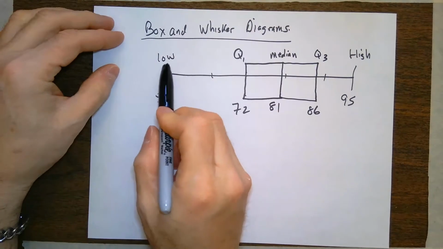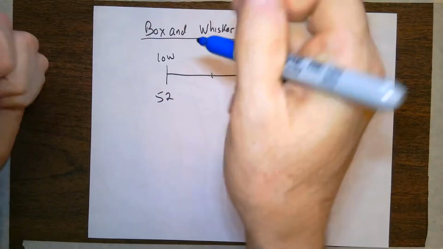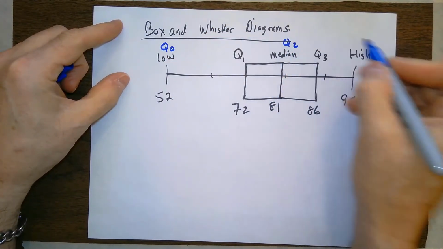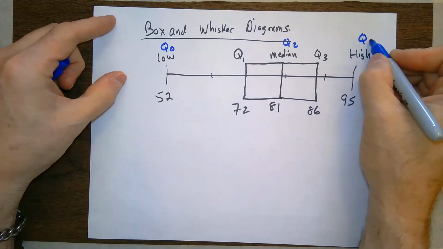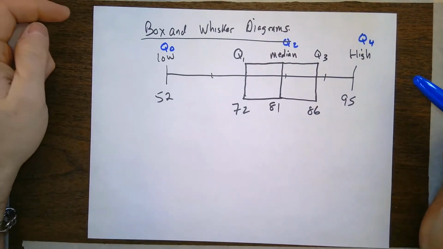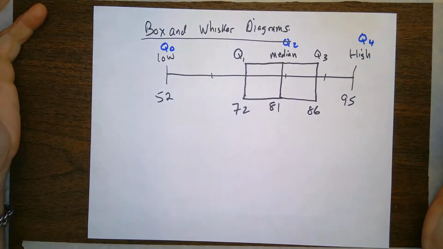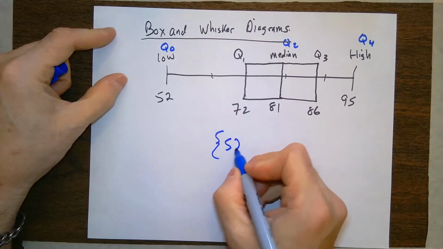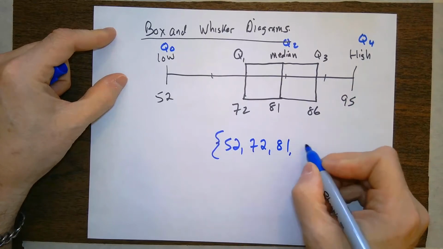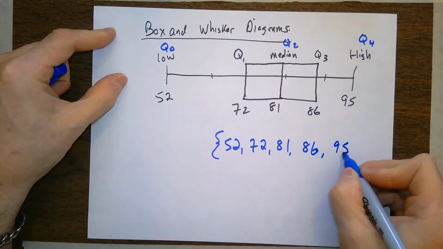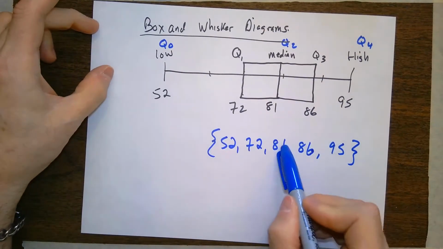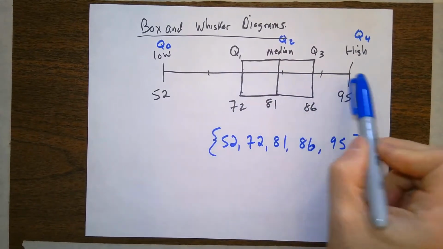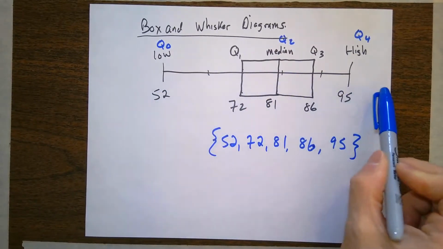And actually, the low grade is really quartile 0. The median is really quartile 2, and the high is really quartile 4. Weirdly enough, this is sometimes called the 5-quartile array, the box and whisker, and it can be written as an array of numbers. We could write it as 52, 72, 81, 86, 95. Kind of a 1, 2, 3, 4, 5 quartile array, a list of numbers. This is a box and whisker. Notice the box and whisker also is drawn to scale.